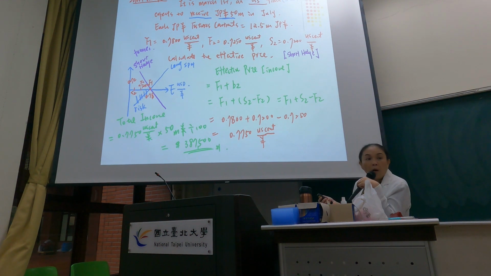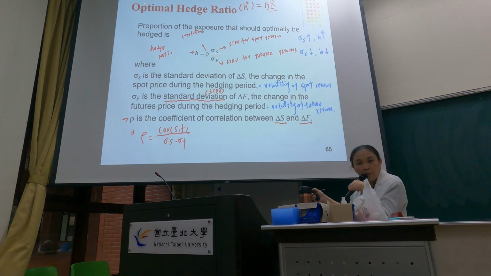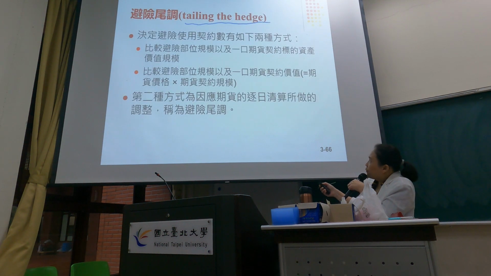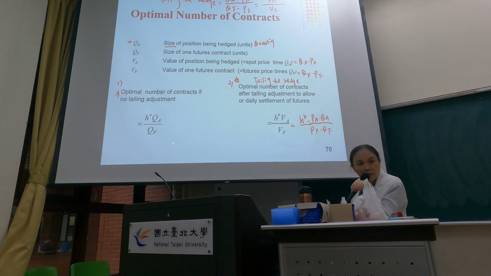But do we go into how many contracts, too short or too long? No. Okay, now we're going to compute the exact number. Before you compute the exact number, you do the first formula to figure out the hedge ratio. Then compare the size you want to hedge with the size of the futures contract. That's the first hedging number of contracts.